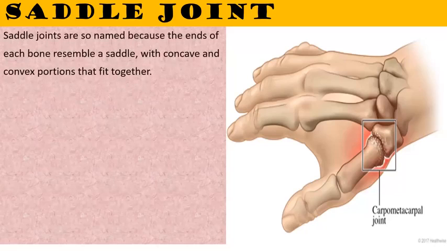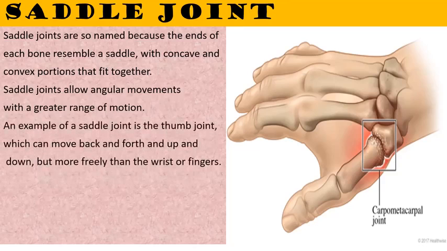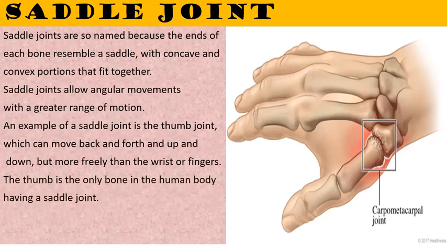Saddle joint. Saddle joints are so named because the ends of each bone resemble a saddle, with concave and convex portions that fit together. Saddle joints allow angular movements with a greater range of motion. An example of a saddle joint is the thumb joint, which can move back and forth and up and down, but more freely than the wrist or fingers. The thumb is the only bone in the human body having a saddle joint.